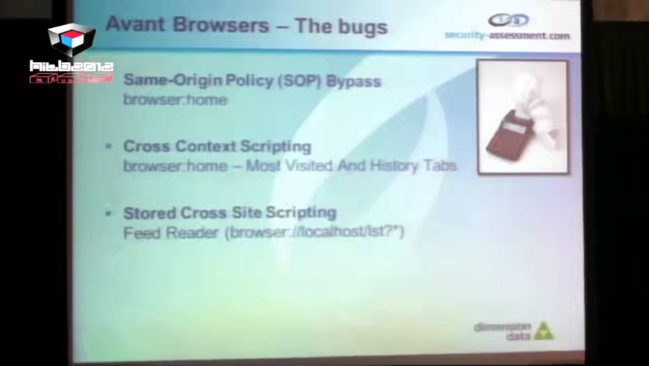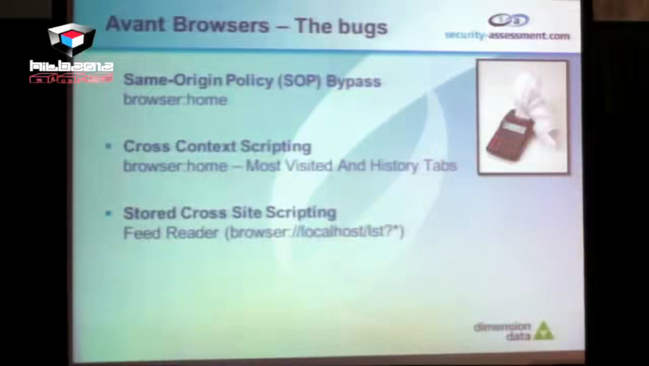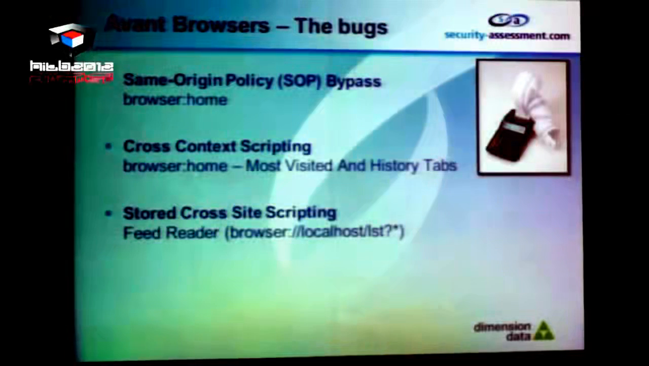So here are the bugs. Same origin policy bypass in the browser:home zone, and then again cross-context scripting in browser:home, and stored cross-site scripting in the feed reader.